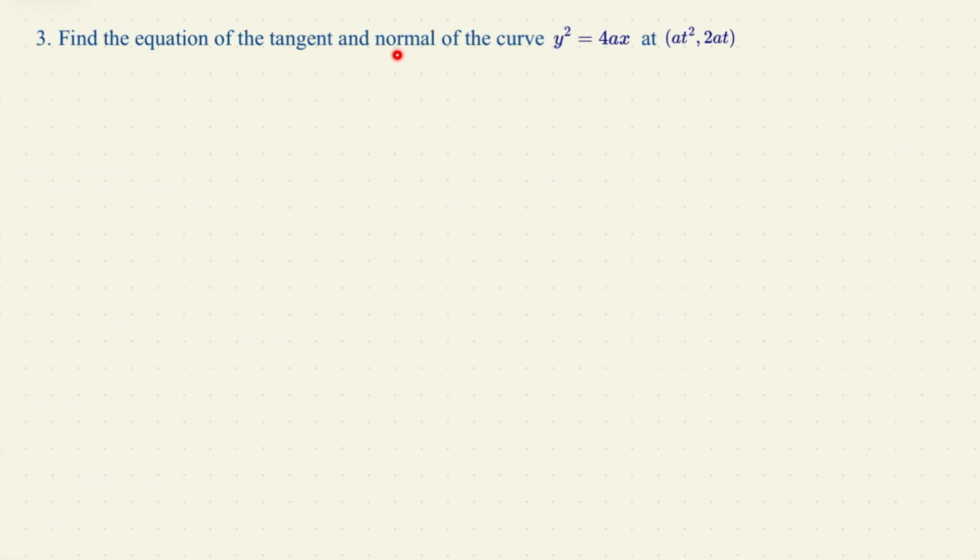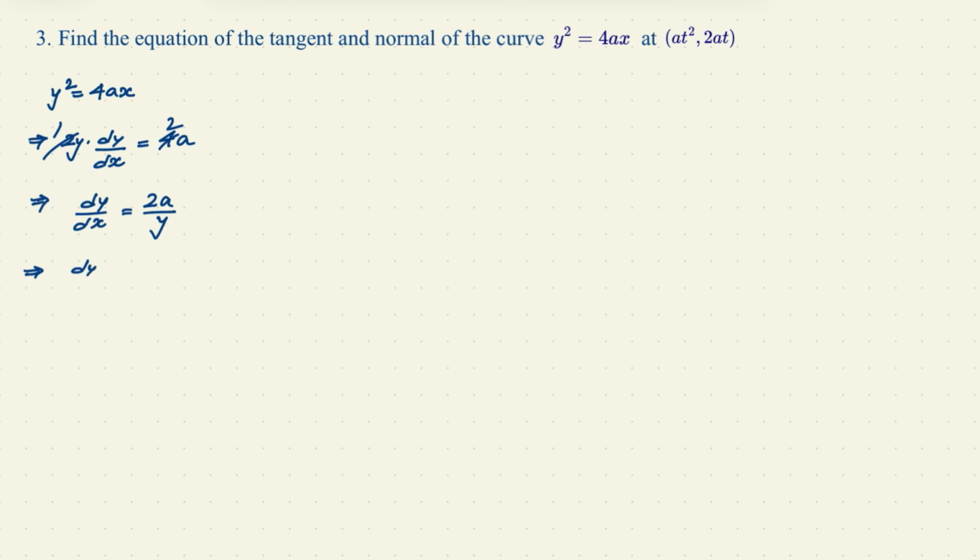Find the equation of the tangent and normal of the curve y squared equals 4ax at (at squared, 2at). So here a is constant. So the given function is y squared equals 4ax. Differentiating both sides with respect to x, we will get 2y into dy over dx equals 4a. So here 2 ones are 2, 2 times 2 is 4. That means dy over dx equals 2a by y.